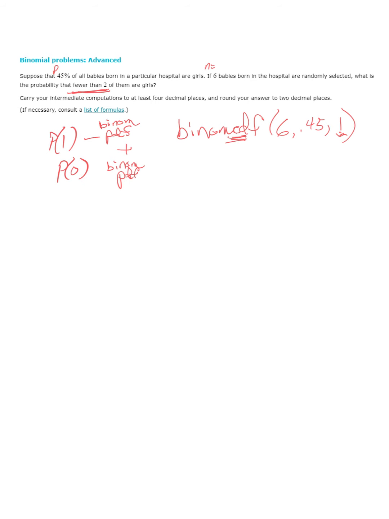So if I go to my calculator, scroll down until I get to binomial CDF, number of trials is 6, 0.45, and 1 for the x value, I should come up with a number like 0.1644 is what I'm looking at. All right, so fewer than 2, I'm looking at CDF here instead of PDF because it didn't say exactly 2.